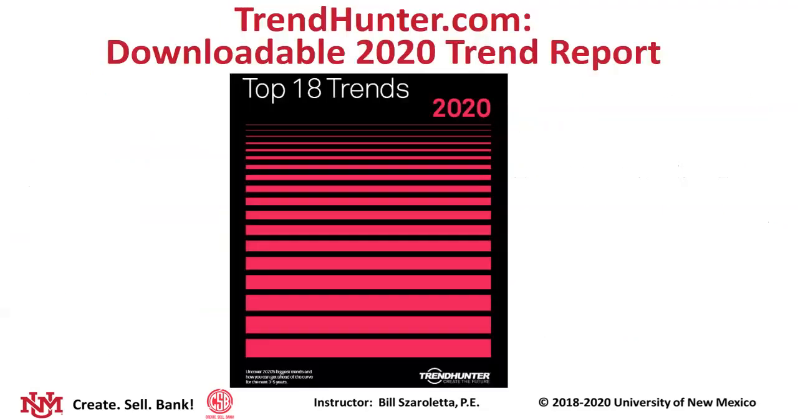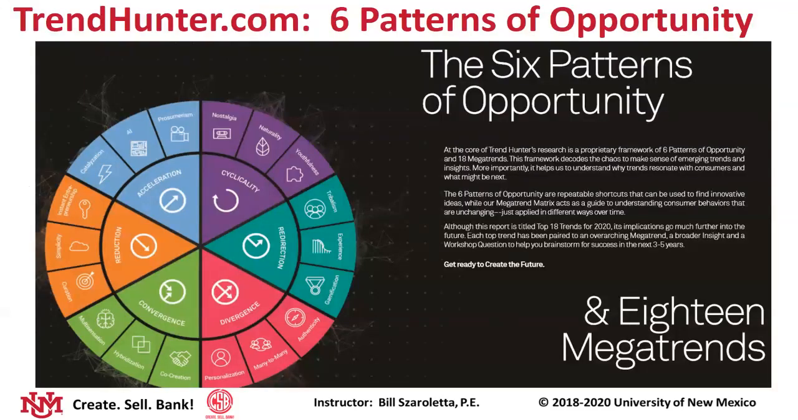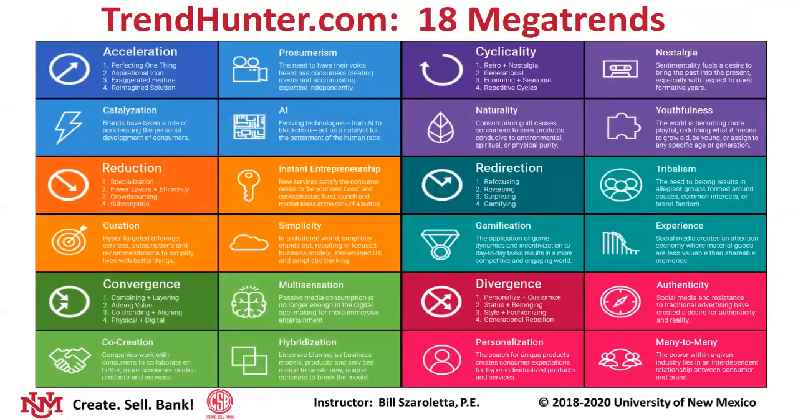So at trendhunter.com, you can download a 2020 trend report. And this is going to be one of your homework assignments. I want you to go there and find out how to do that. And you'll get the top 18 trends. And essentially what they do is they take and break their research into 6 patterns of opportunity. And within each one of those 6 patterns of opportunity, they have 3 mega trends. So since you had 6, you got 18 mega trends.